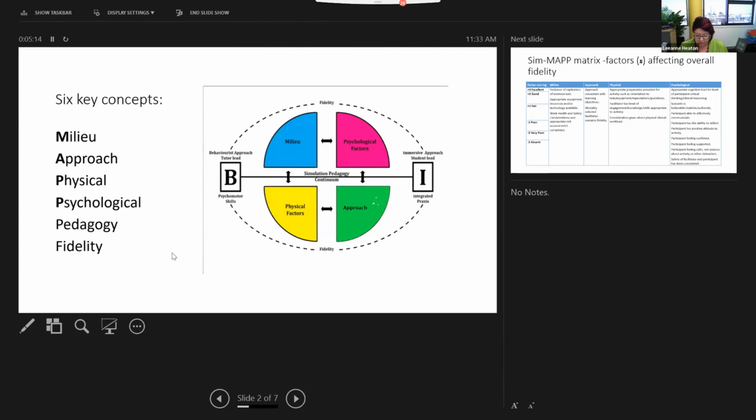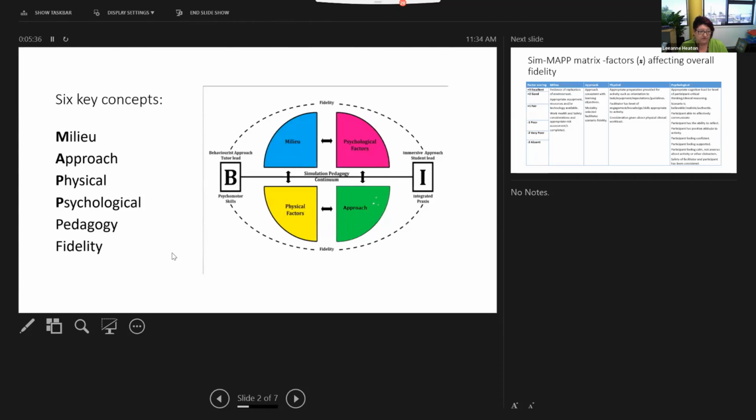So with fidelity in this particular study, we found that it was an outcome of a combination of the factors, which were the milieu, the approach, the physical and psychological. And the variation or combination of these can impact on the outcome of the overall fidelity.